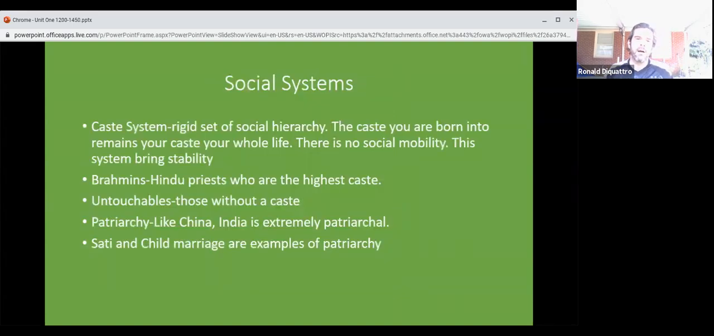Social systems. All right. The most important thing to know about South Asia is they have a unique set of social hierarchy called the caste system. The caste system is a system where the group of people, the class of people you're born into, and I should say caste, but using a term you know, is the group of people you stay in your whole life. If your father was a farmer and you were born into being a farmer, you're going to be a farmer the rest of your life.